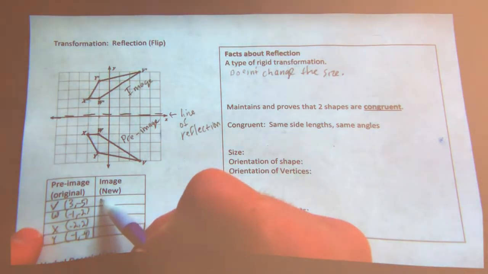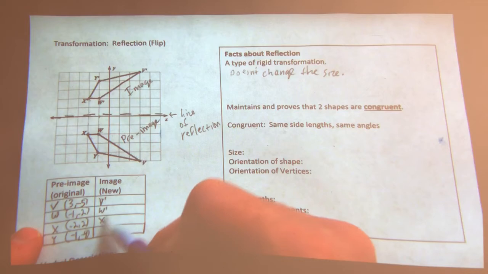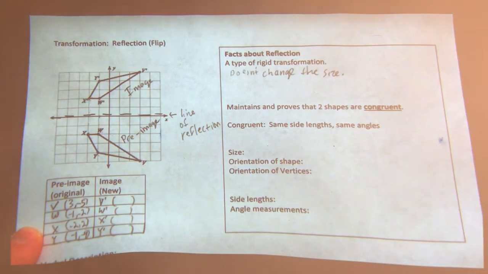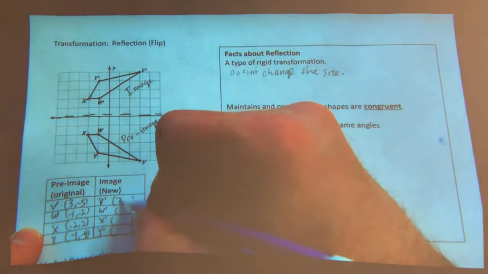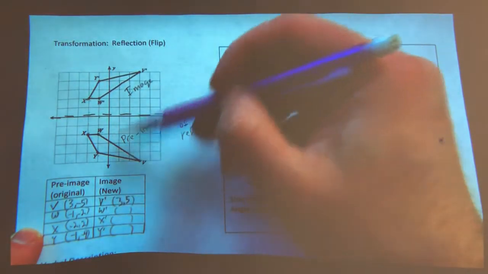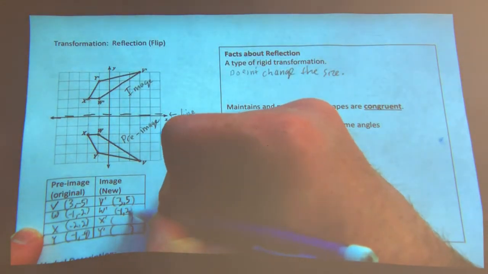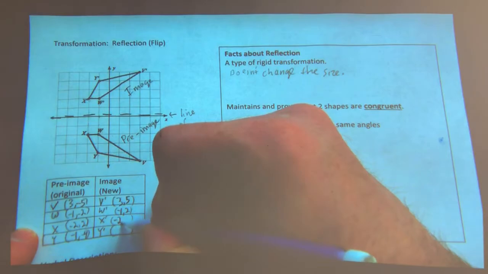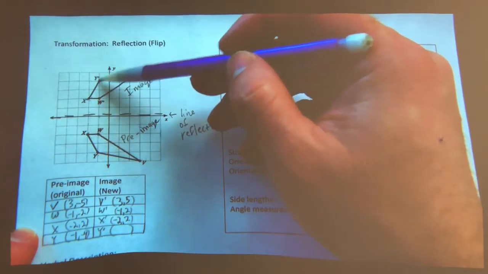So let's record the coordinates of the new shape, the image, and let's see if we can see a pattern for this reflection. So V prime, there's V prime, so that's (3, 5). And then W prime is here, that's at (-1, 2). And then X prime, there's X prime, (-2, 2). And Y prime, there it is, (-1, 4).